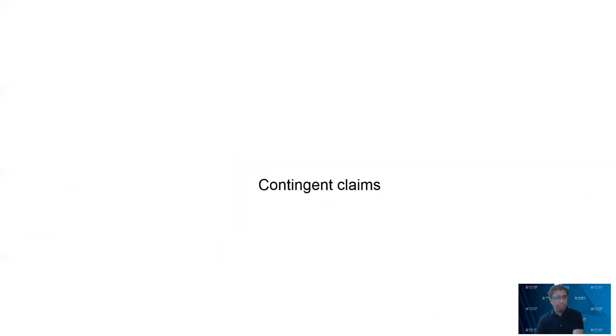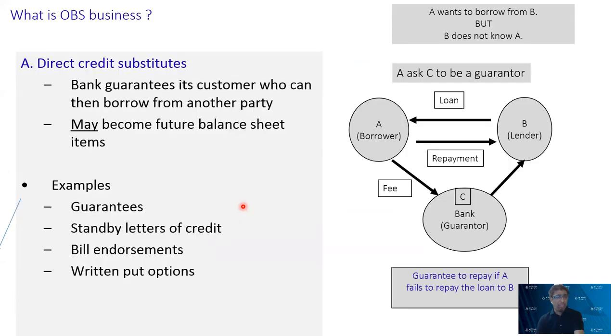Now, let's move to the second part, and maybe this is one of the main things banks do: the contingent claims. And these contingent claims are two. One of them is called direct credit substitute, and the other one is called performance-related substitutes and trade-related services. Now let's talk about the direct credit substitutes. Now banks are very smart.